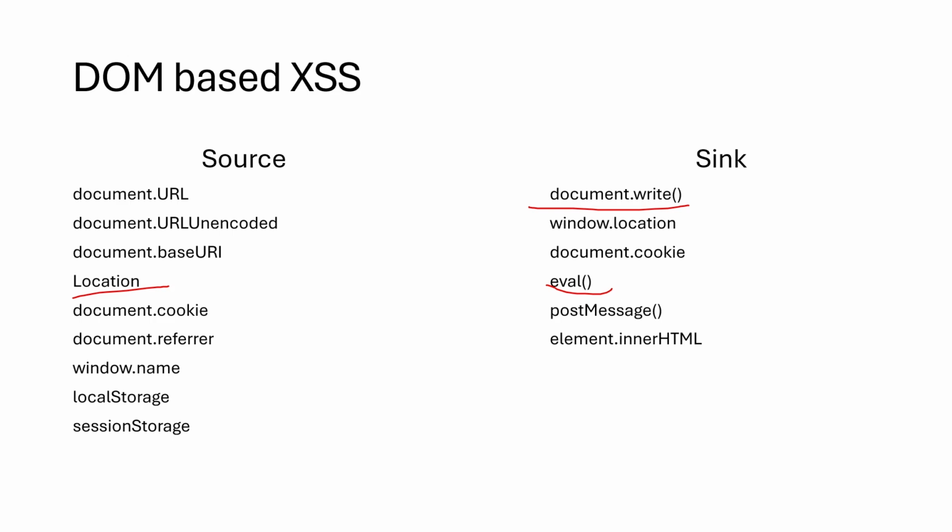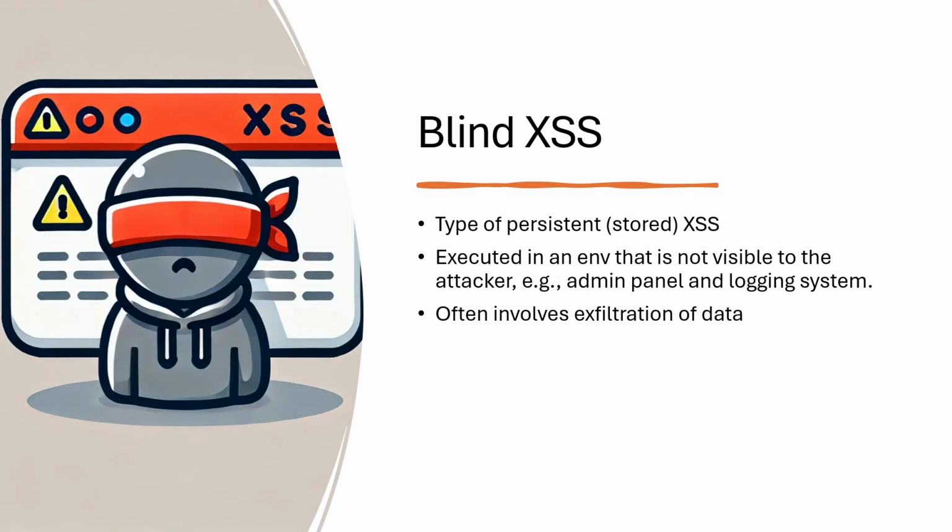In DOM-based cross-site scripting, the attacker identifies a vulnerable data flow where input from a source is passed directly into a sink without validation or sanitization. They then inject malicious data at the source, which flows to the sink and ultimately compromises the victim's browser.